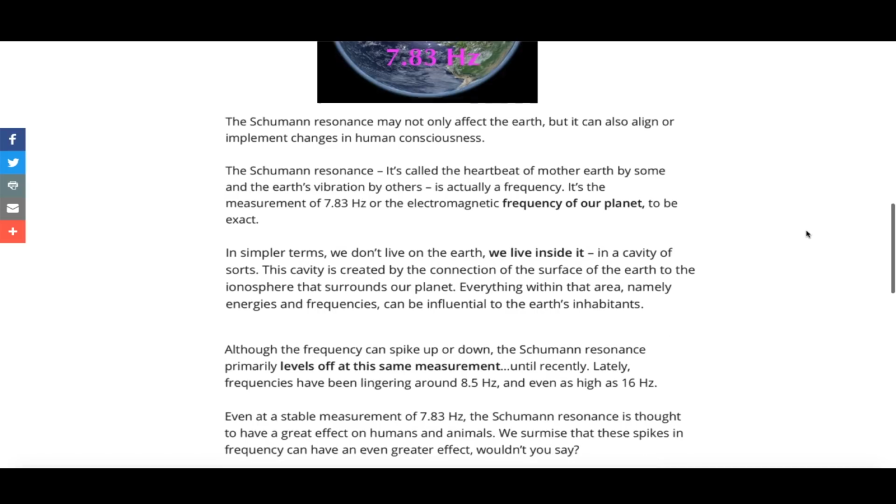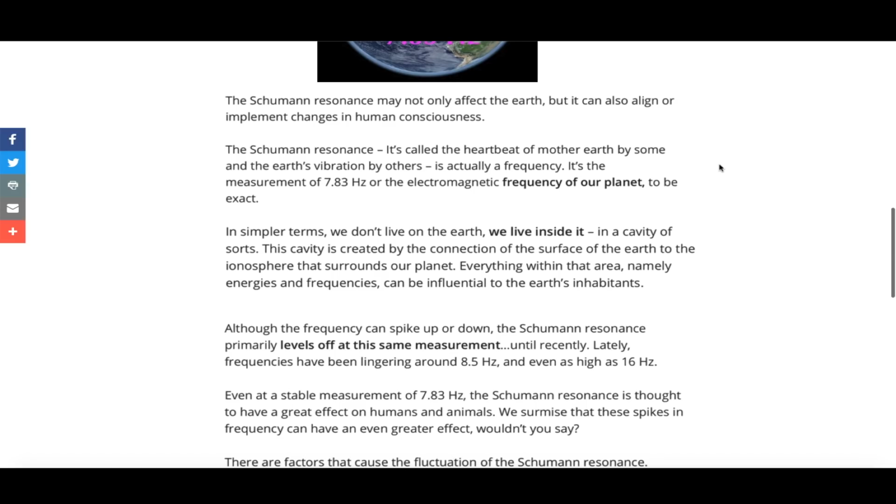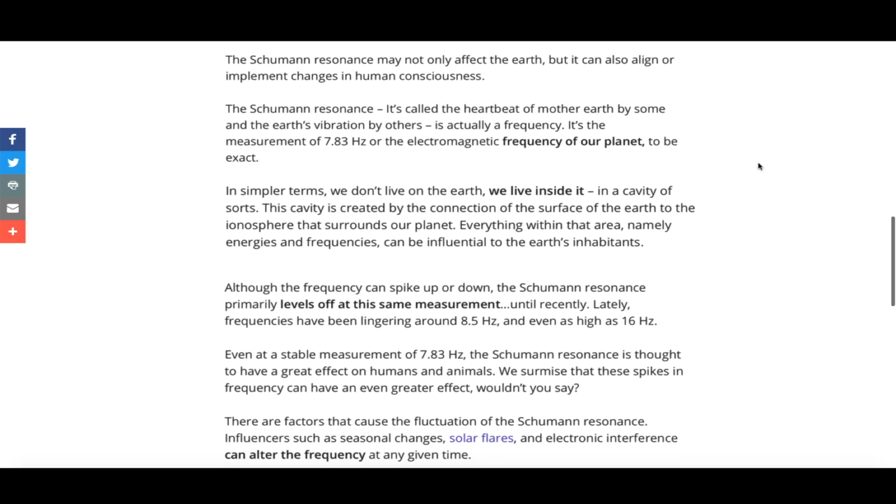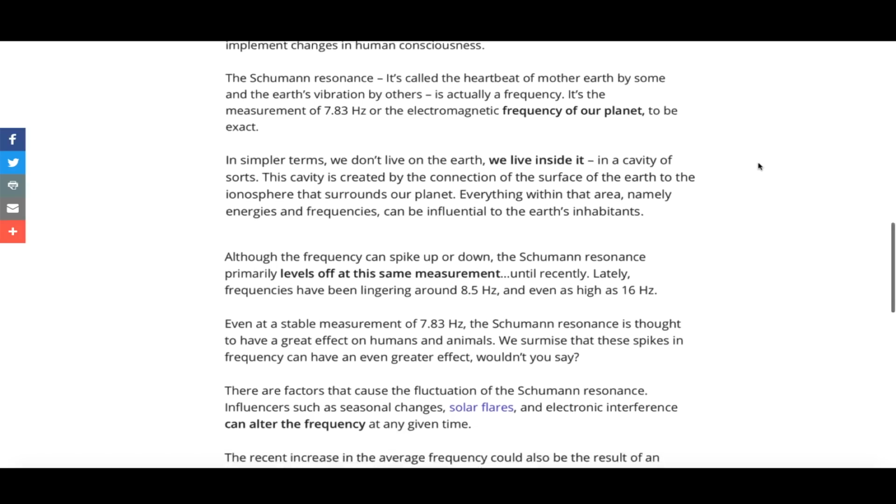It goes on to say the Schumann resonance may not only affect the Earth, but it can also align and implement changes in human consciousness. The Schumann resonance, it's called the heartbeat of Mother Earth by some, and it's called the Earth's vibration by others. It's actually a frequency. It's the measurement of 7.83 hertz, or the electromagnetic frequency of our planet, to be exact.